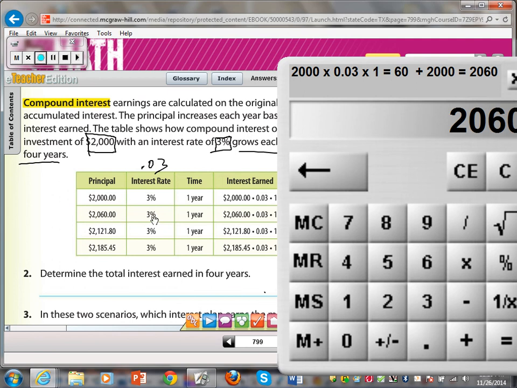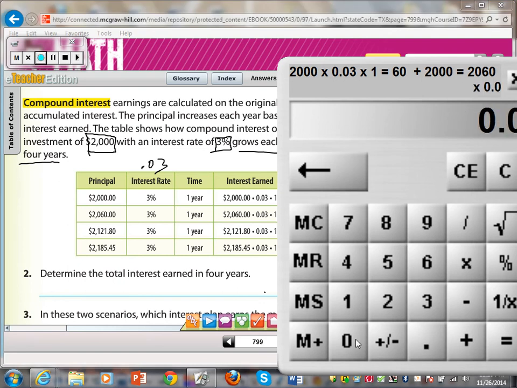Now you take this number, you multiply it times 0.03 times 1 again. So this number times 0.03 times 1 equals $61. So now we are $61 more and 80 cents. So we're going to add this number to 2,060. So that plus 2,060, and we get our new balance, 2,121 with 80 cents.